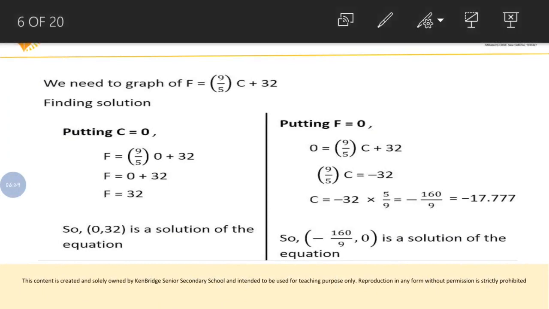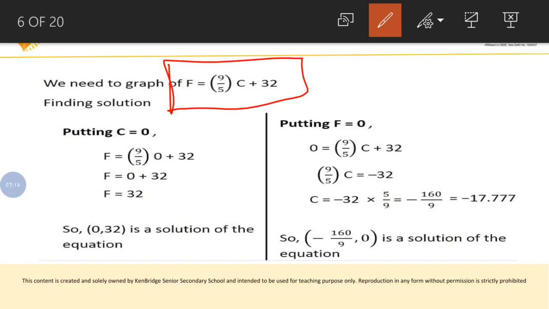They have already given the equation, that is F is equal to 9 by 5 into C plus 32. If we want to draw the graph, we need coordinate points, right? For finding the coordinate points, we always assume a value for x and y. Usually we assume 0 for both. But here they have given two other variables instead of x and y, F and C. So instead of C we have to assume 0, and instead of F we have to assume 0. Let's see what values we get for these two assumptions.